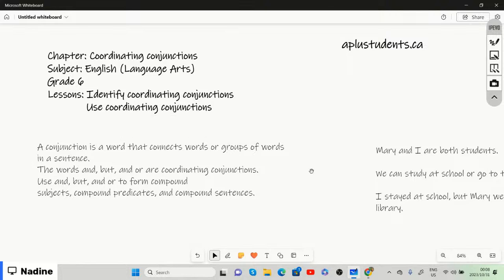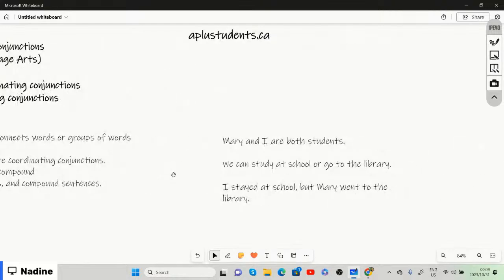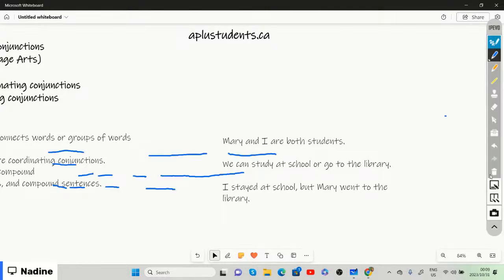All right. And if we look at a few examples of coordinating conjunctions, in the sentence "Mary and I are both students," our coordinating conjunction is and, because it's joining words. Mary and I are both students.